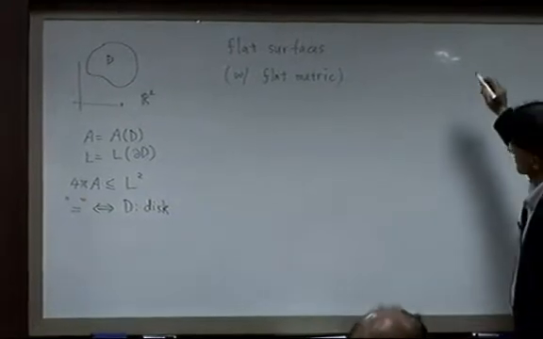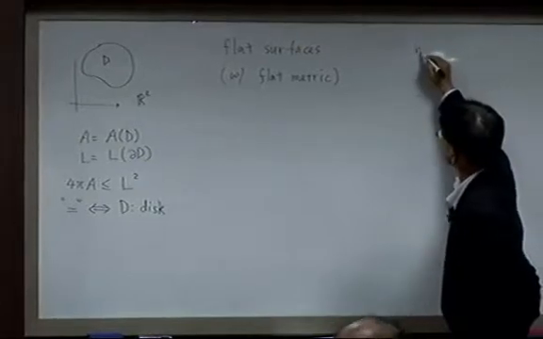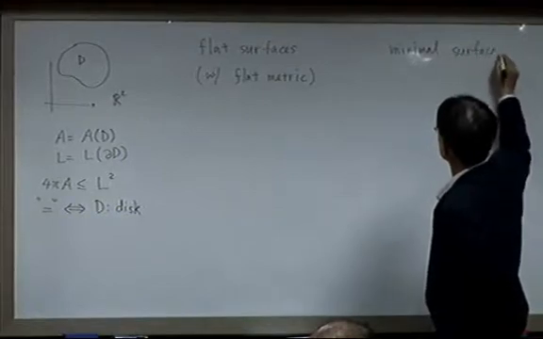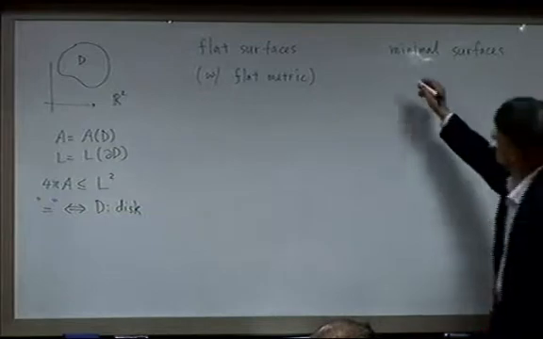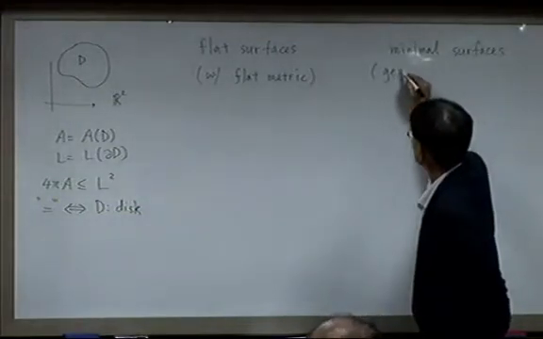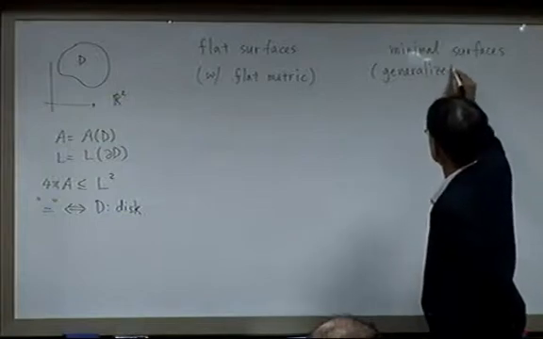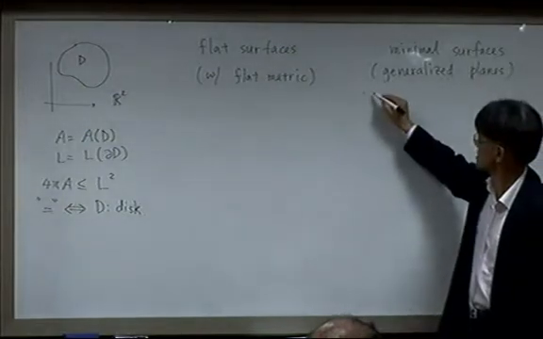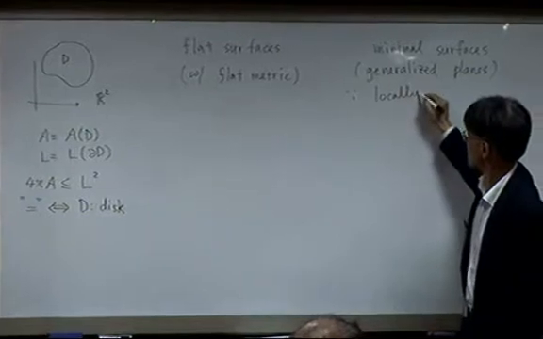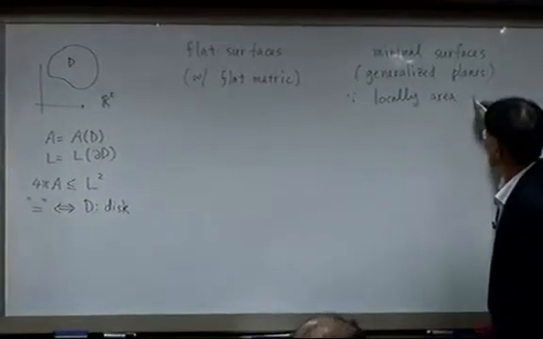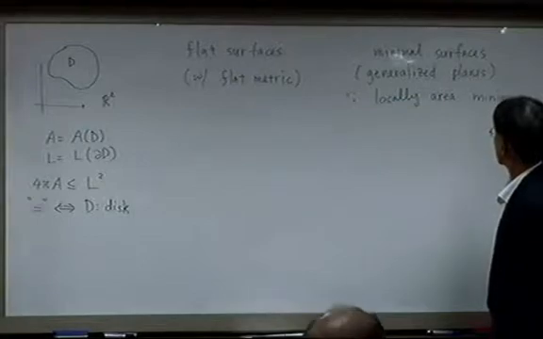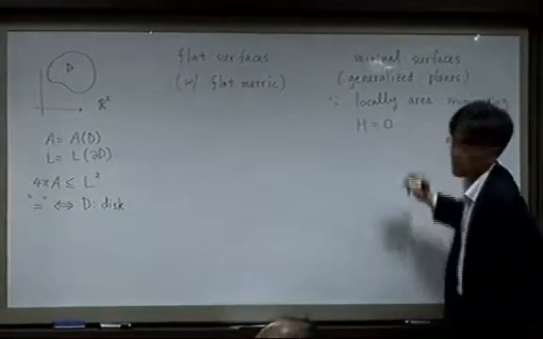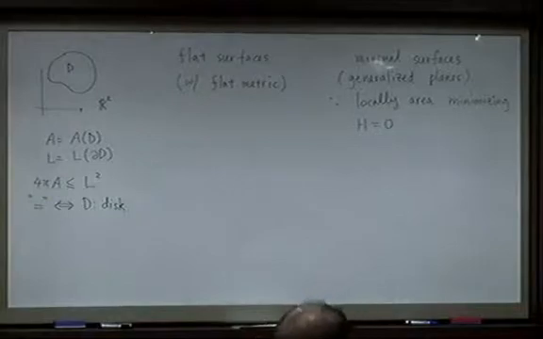And another generalization is into minimal surfaces. You can call minimal surfaces generalized planes, because minimal surfaces are locally area minimizing, and because the mean curvature of a minimal surface vanishes, just like a plane. Okay?